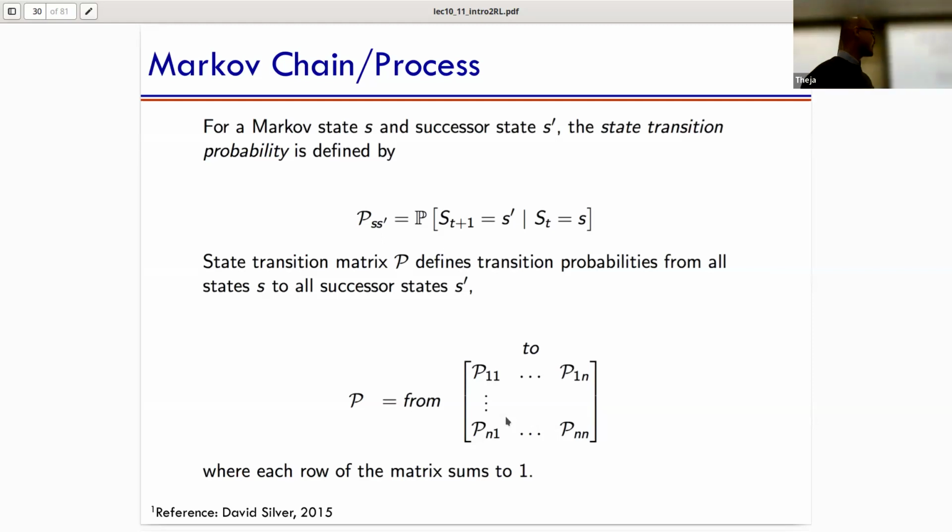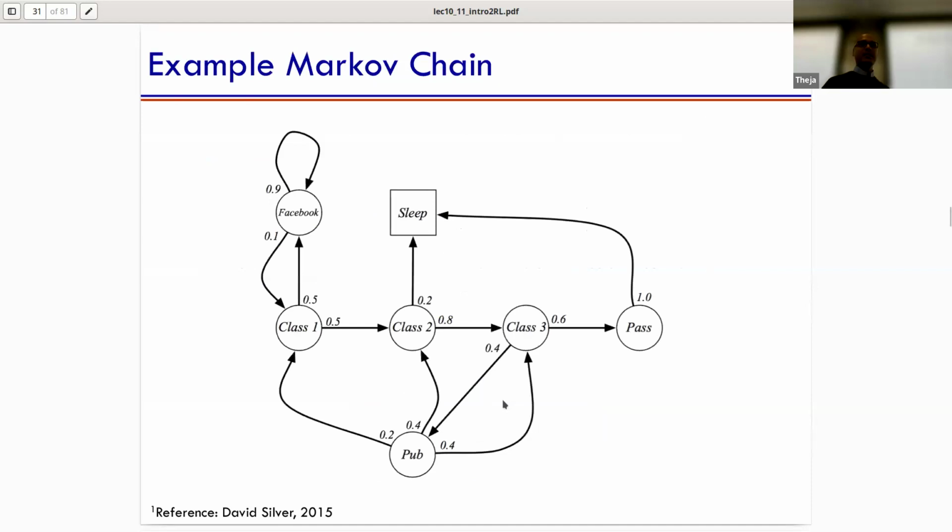In this example, you can go from every state to every state. Here you can think of the circles as states, and the arrows represent, if you are in the state, let's say class 2, then with 0.2 probability you'll go to the state sleep, and with 0.8 probability you'll go to state class 3. So they sum to 1. If you're in class 2, the only thing you can do is go to sleep or go to class 3.